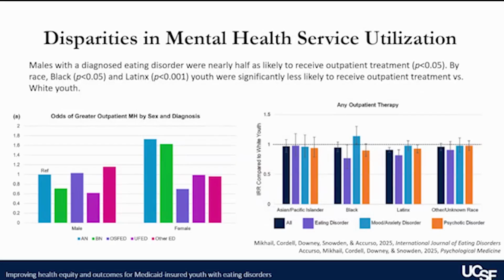with AN and BN were about twice as likely to get outpatient care, excuse me. And then over here, you can see in terms of race, Black and Latinx kids with eating disorders were less likely to receive outpatient care. However, you didn't see that disparity as much in mood and anxiety and psychotic disorders.